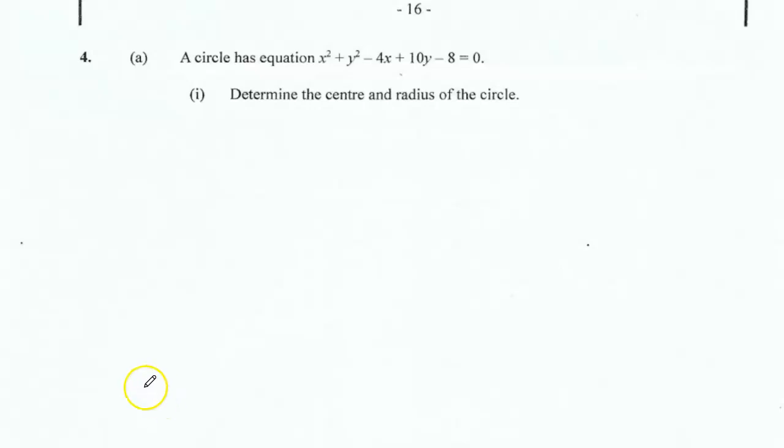Question 4a. A circle has equation x squared plus y squared minus 4x plus 10y minus 8 equal to 0. Determine the center and the radius of the circle. So we need to write it in the completed square format.